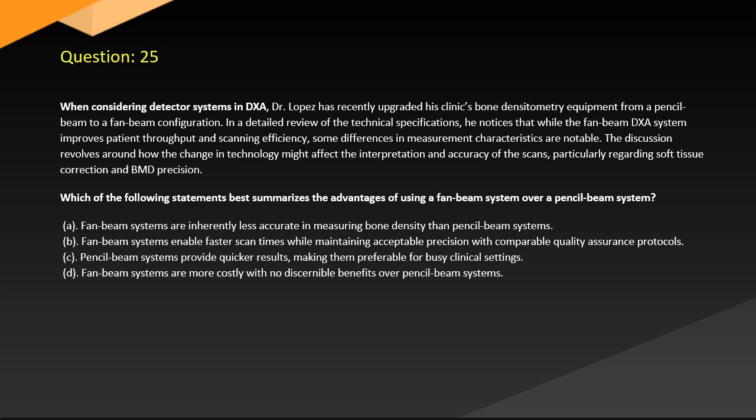Which of the following statements best summarizes the advantages of using fan beam system over pencil beam system? A. Fan beam systems are inherently less accurate in measuring bone density than pencil beam systems. B. Fan beam systems enable faster scan times while maintaining acceptable precision with comparable quality assurance protocols. C. Pencil beam systems provide quicker results, making them preferable for busy clinical settings. D. Fan beam systems are more costly with no discernible benefits over pencil beam systems.